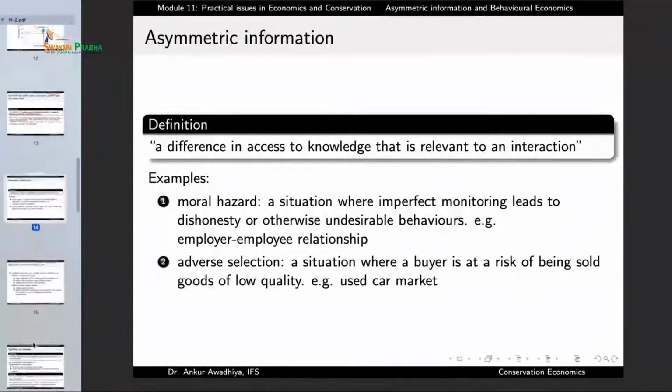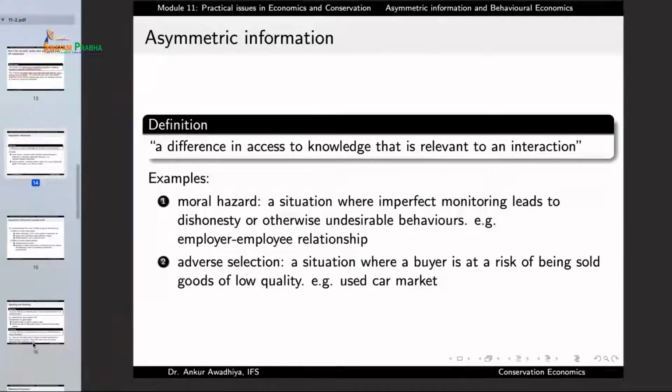And moral hazard is occurring because of asymmetric information. A difference in the access to knowledge that is relevant to an interaction. Asymmetric information is difference in access to knowledge, which means that one person has more knowledge or more access to knowledge, and another person or another party has less access to knowledge or has less information, less knowledge. And what sort of knowledge? A knowledge that is relevant to an interaction.